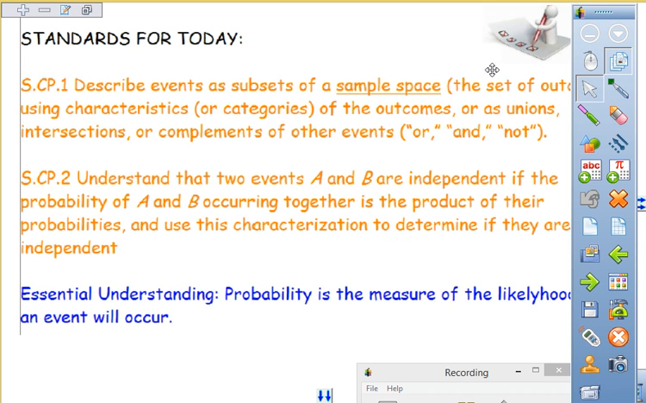So here are the standards for today. We're going to be looking at sample spaces, complements, unions, intersections, independent probability, and we're just again trying to understand that probability is a measure of the likelihood that an event will occur.